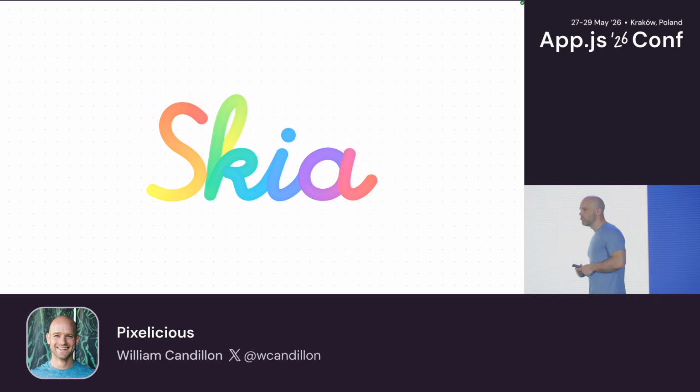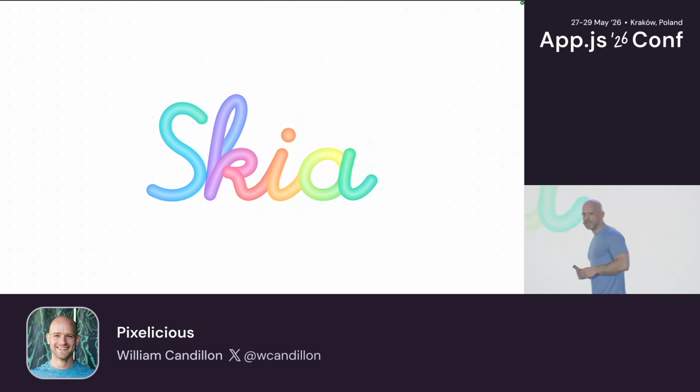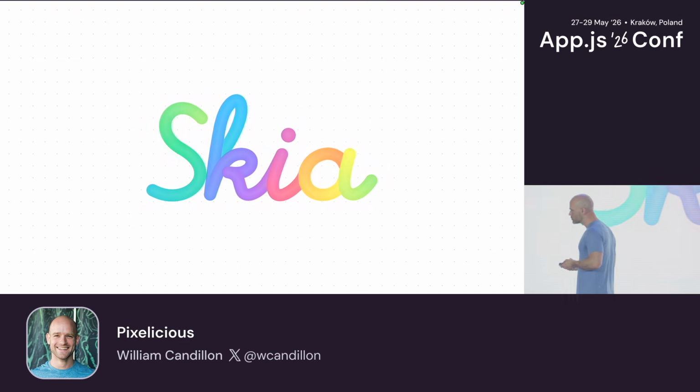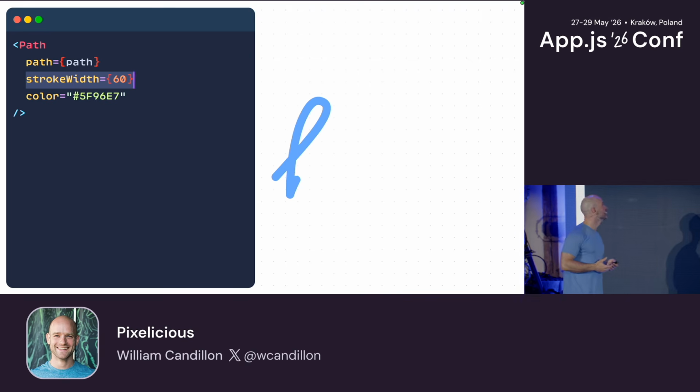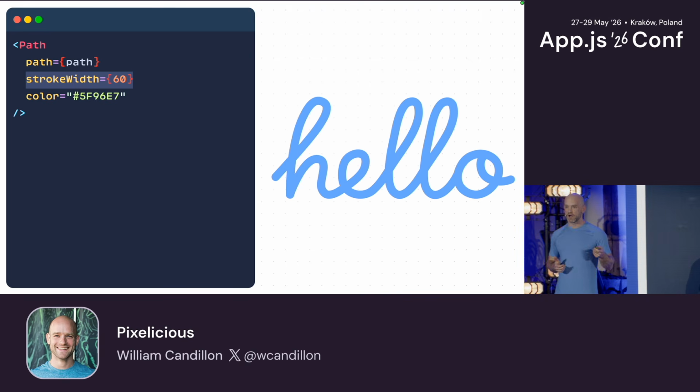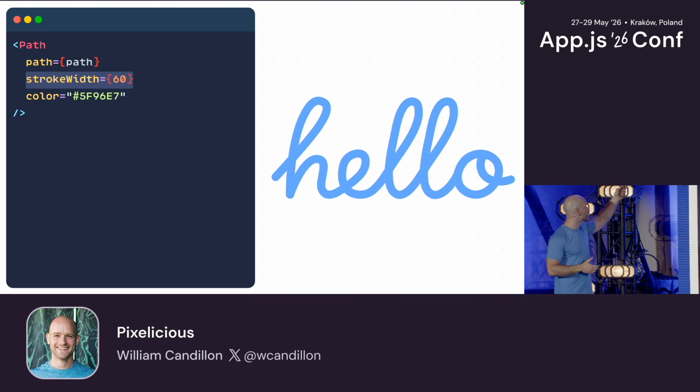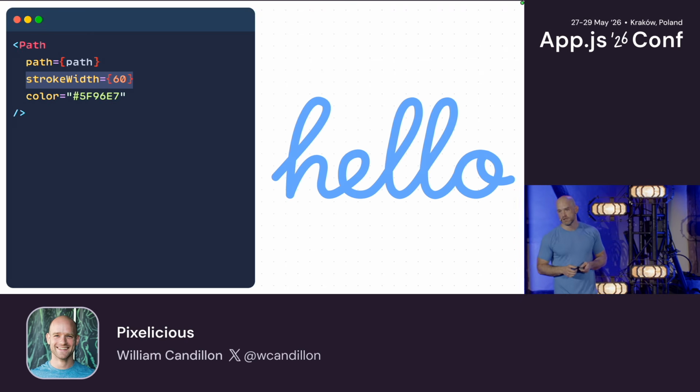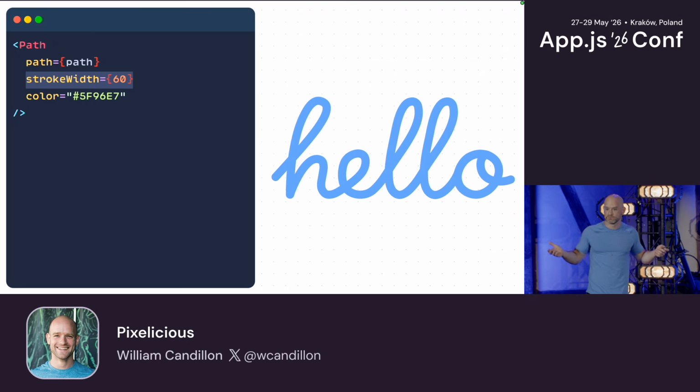Skia, c'est un peu le joyau de la couronne. It's the crown jewel of 2D graphics. And when we introduced React Native Skia, we showed an example that looks like this. We draw a path. We have a stroke width and a color. And the stroke width is a number. That's it.